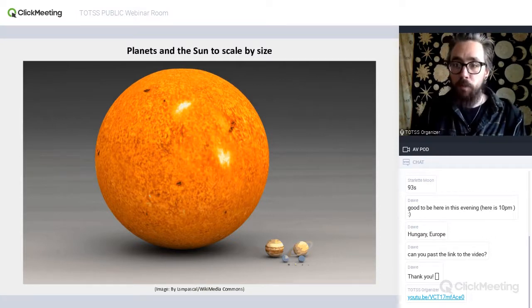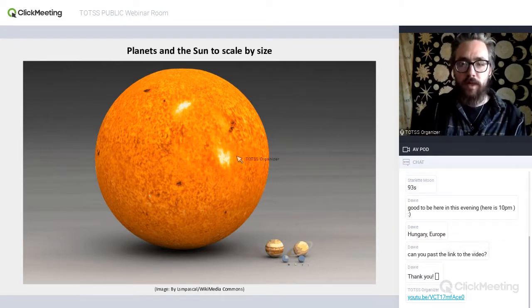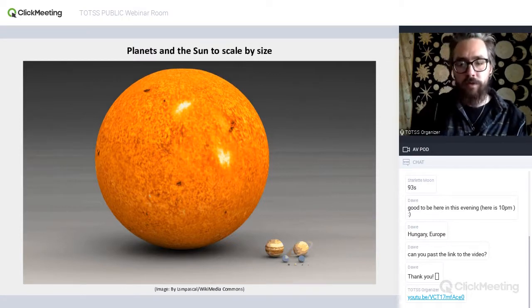All right, so here you have the planets to scale with the sun. So you can obviously see how much larger and more massive the sun is than the other planets, right? That's the sun here, and then we have Jupiter and Saturn, as well as Uranus and Neptune, and then those four tiny little dots are Mercury, Venus, the Earth, and Mars, the four inner planets.